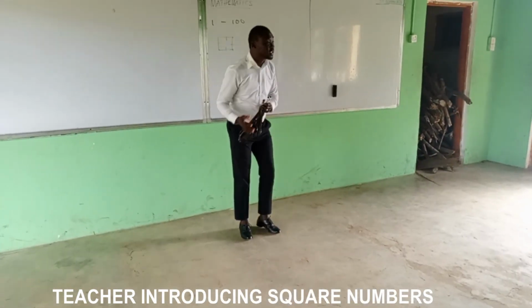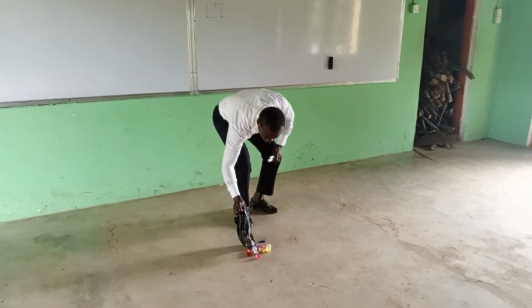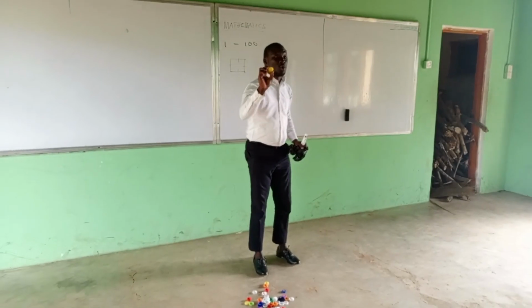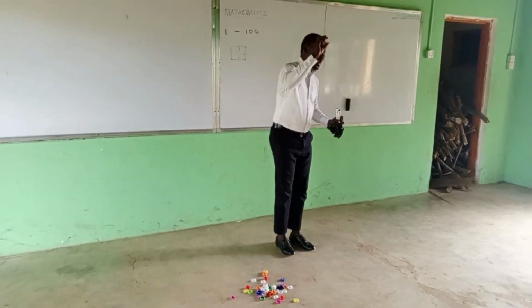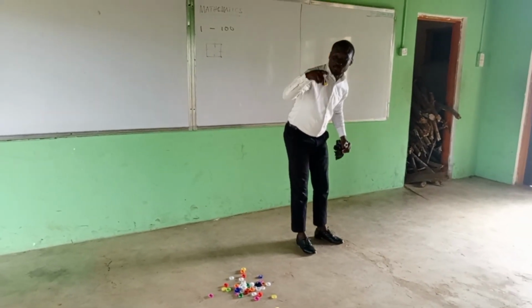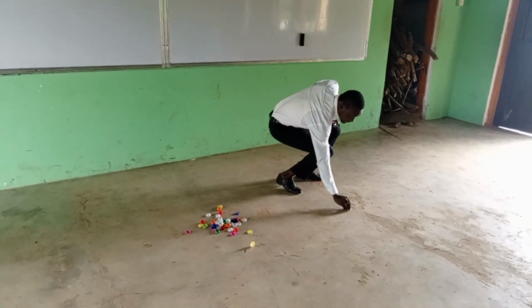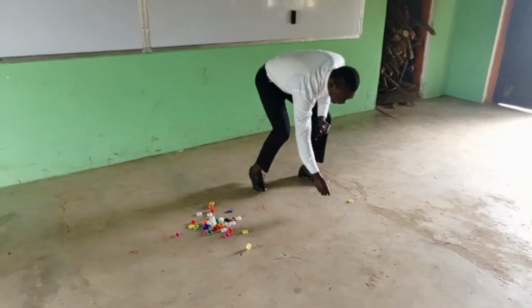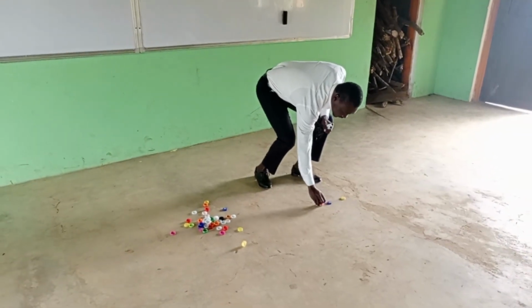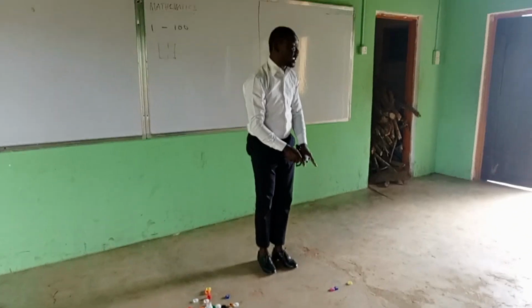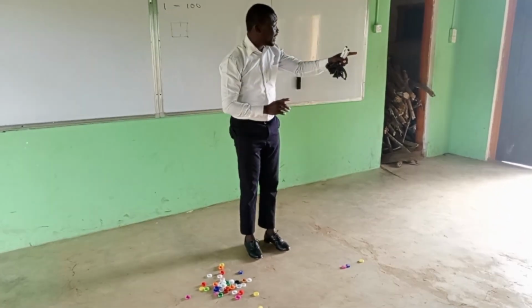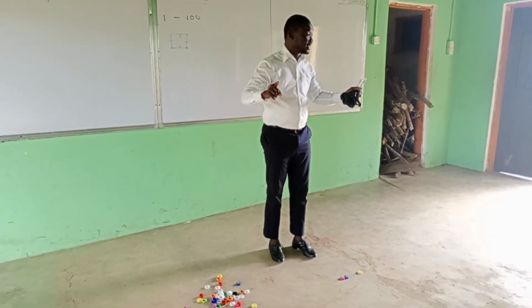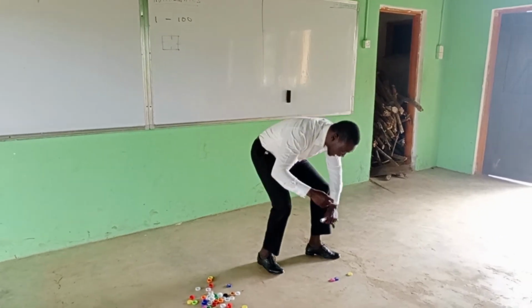For us to be able to see very well, we are going to put the mat on the ground. So if I take one bottle top, it means that this is 1. Can this one bottle top form a square? Okay, so let's take 2. Can it form a square? Are you sure? Okay, then let's draw straight lines to check if we can get a square.